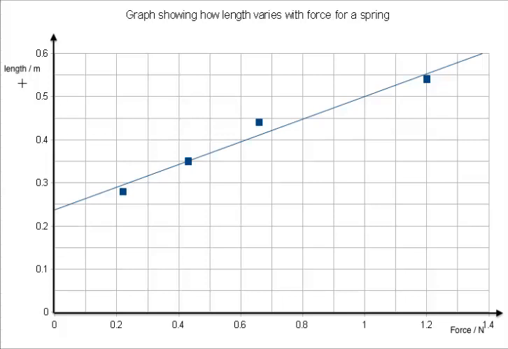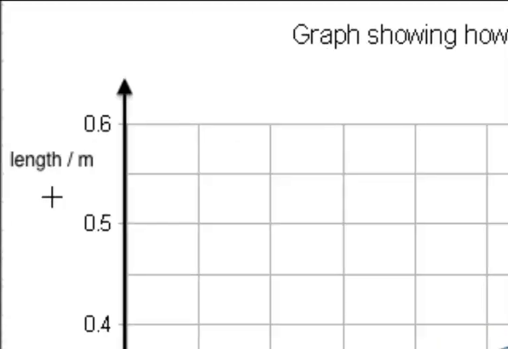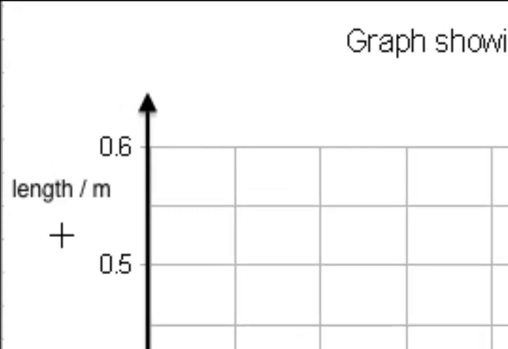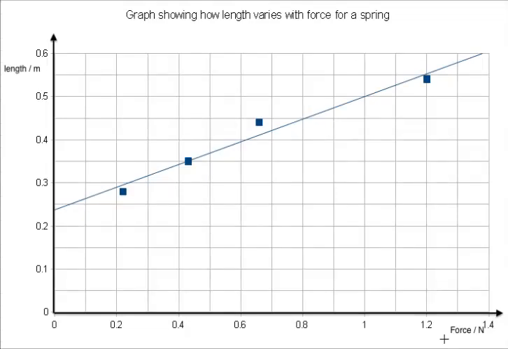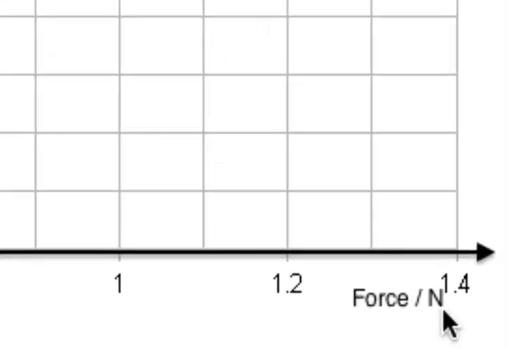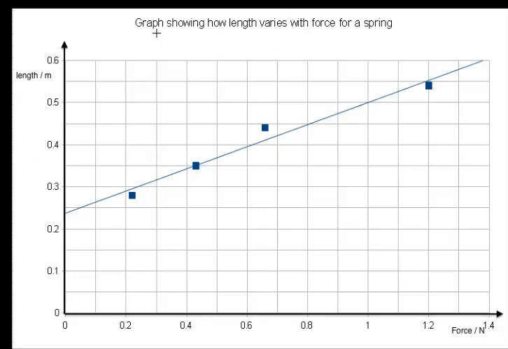For example, the y-axis records the length and the unit of measurement is meters. So you place on your graph length, put a slash, and m to represent meters. The x-axis records force with a unit of newtons, so make sure you put force and N to represent newtons. Give your graph a title.